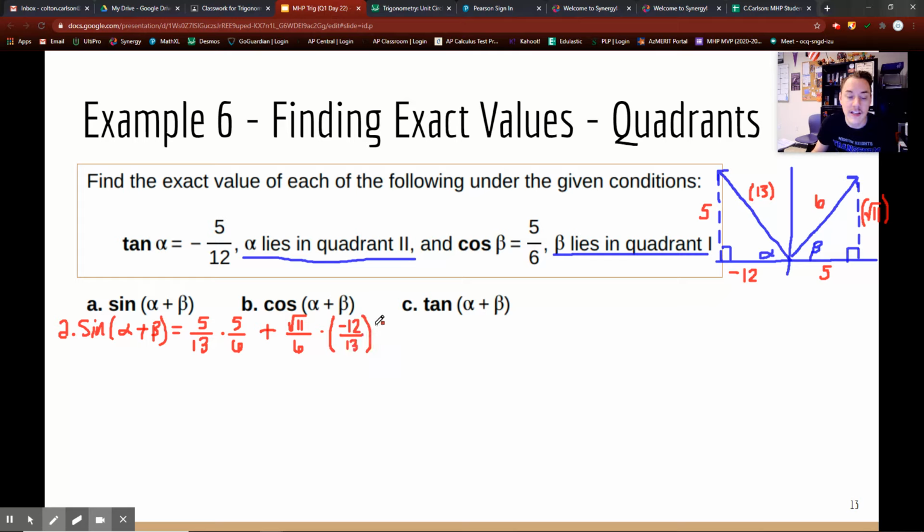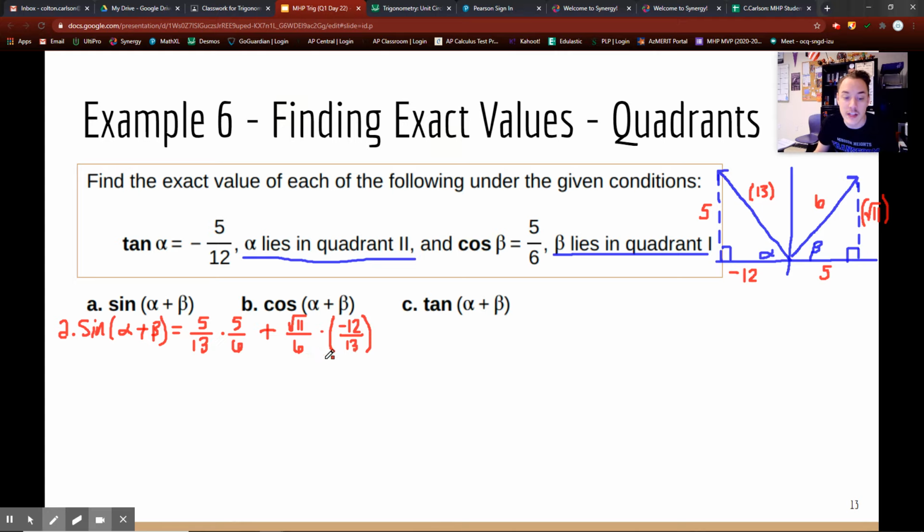Now, I will say this. You know you are doing it wrong when you don't have similar denominators. I'll say that again. You know you're doing it wrong when you don't have similar denominators. Notice how my denominators are similar. And when I multiply these together, I can combine them afterwards. Yes? So that's how I know I'm doing it correctly. Okay?